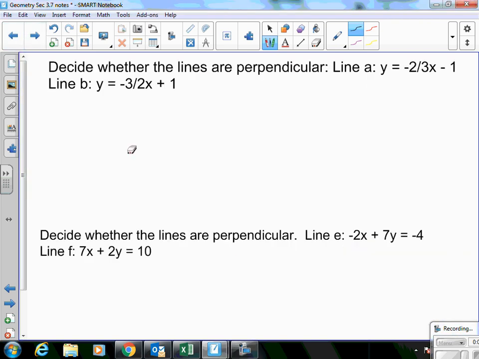All right, so next thing up, decide whether the lines are perpendicular. We got line A has the equation y equals -2/3 x minus 1. Line B, y equals -3/2 x plus 1. So these are in y equals mx plus b format, where the m is the slope. So since they're already in this format, all we have to do is look at the number in front of the x and get the slope for each one.